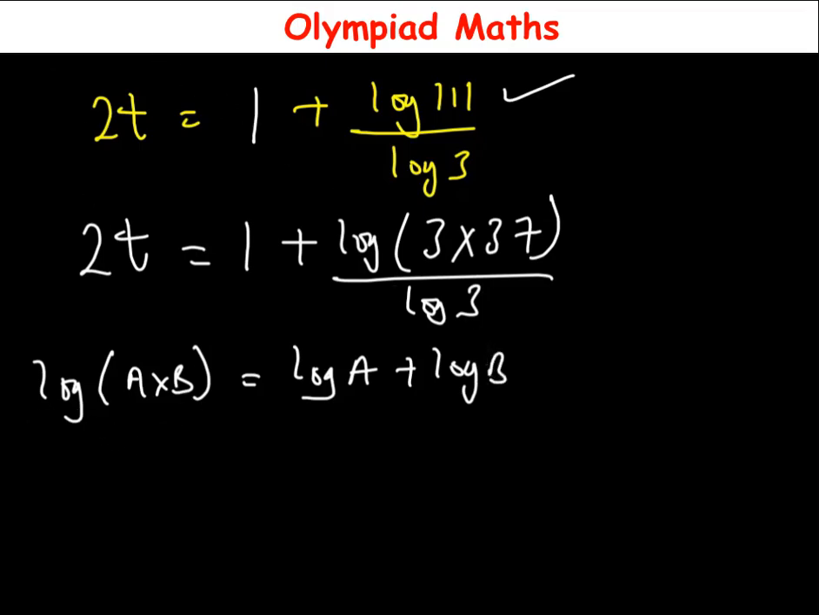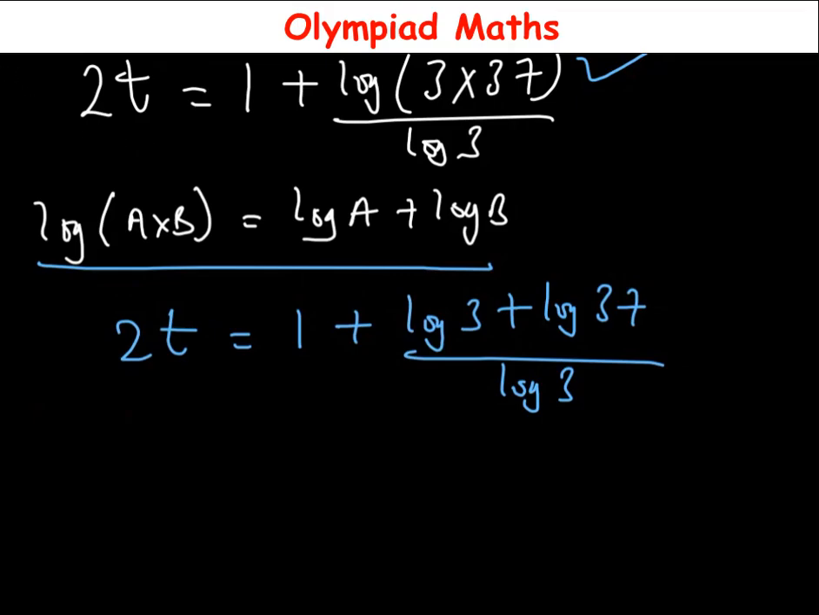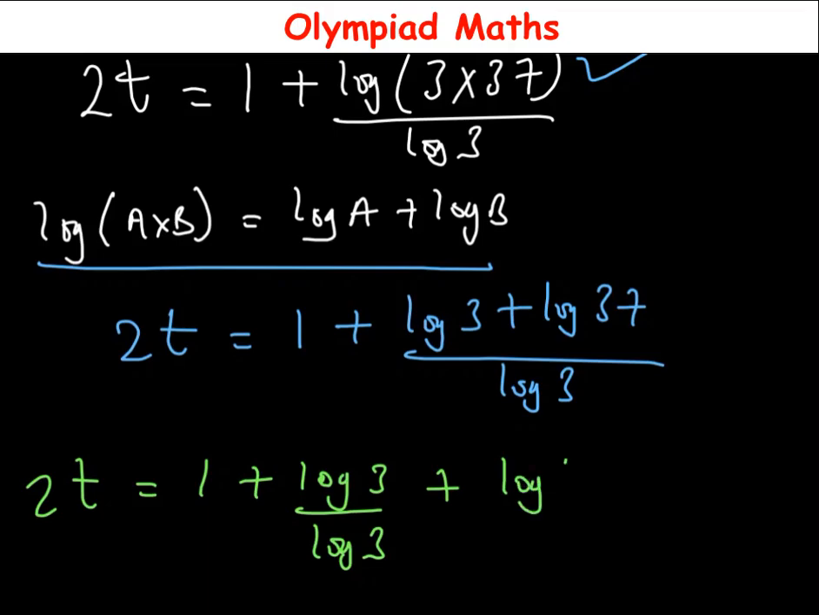So applying this rule, 2t is then equal to 1 plus log 3 plus log 37, all over log 3. At this junction, we are going to split the denominator such that 2t is equal to 1 plus log 3 over log 3, then plus log 37 over log 3. So from here, log 3 cancels out log 3, you have it as 1.